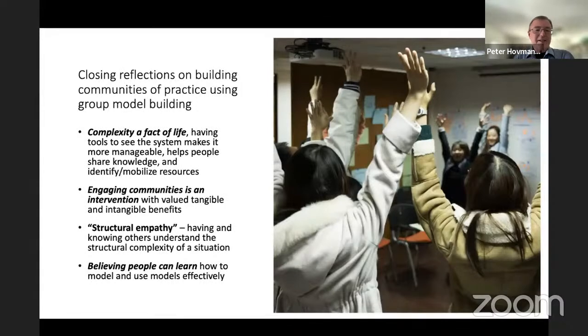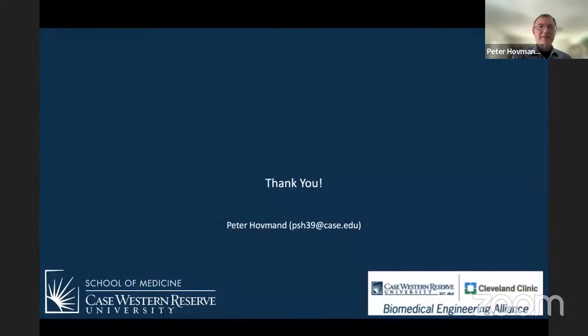I get a lot of flak, mostly from my colleagues who are more academic and researchers, that this is going to be too complicated, too difficult. But I feel very strongly about this belief that people can learn to model and use these models effectively. And I've seen that again and again. And I don't think we're doing anybody any service by assuming people can't do this or it's too complicated. So I'll end there and turn it over.